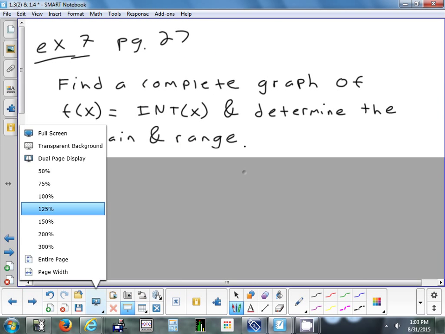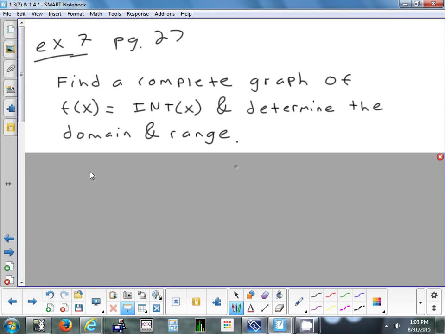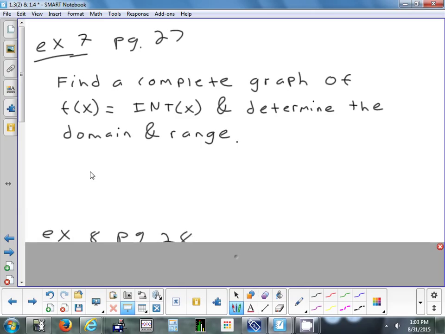So we already found a complete graph. Just the standard window works fine. So you could write down x min negative 10, x max positive 10, and so on. And I want to know the domain and range.